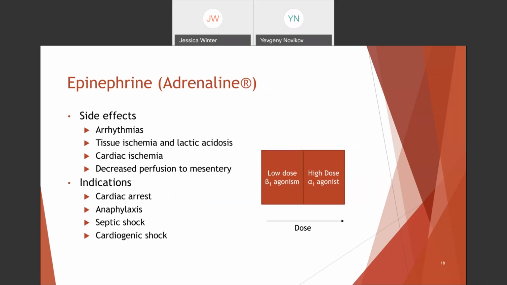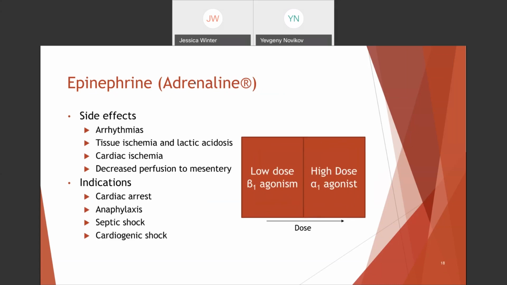If we do decide to administer that, just remember that this drug has a higher pro-arrhythmic effect than norepinephrine because of its obvious increase in beta-1 agonism. And as you increase the dose, you get a higher arrhythmic potential similar to dopamine. Side effects that this drug is kind of known for is its decreased perfusion to the mesentery and production of lactic acidosis.